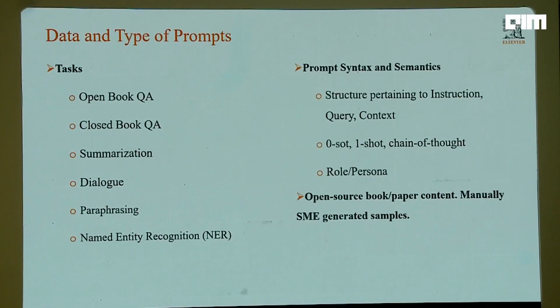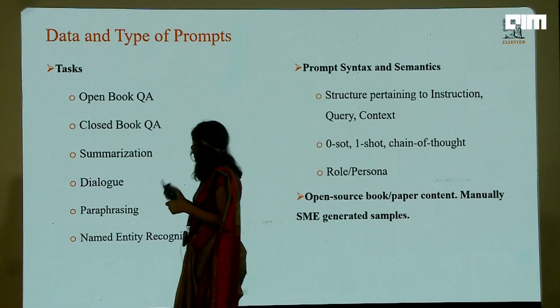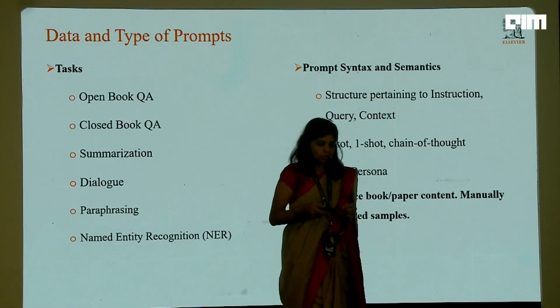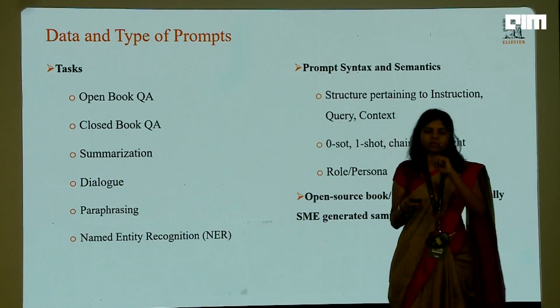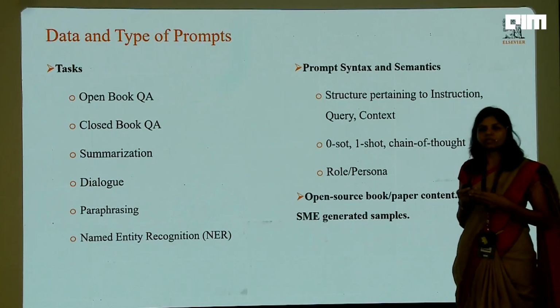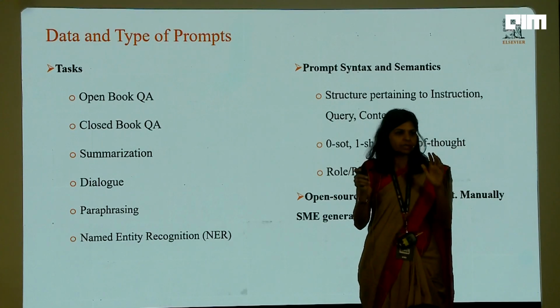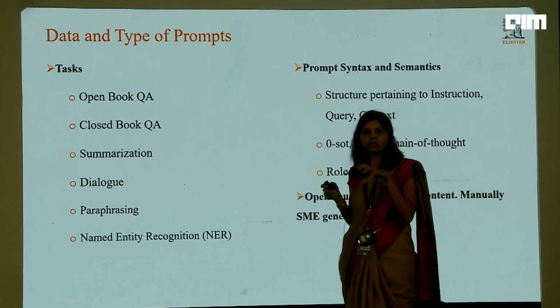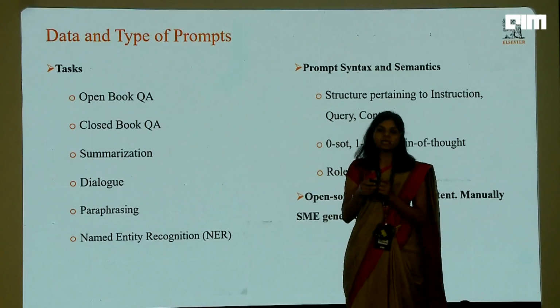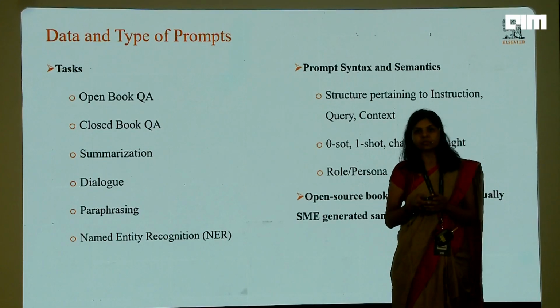We concentrated on these few tasks: open book QA, closed book QA, summarization, dialogue, paraphrasing, and named entity recognition. Let me tell you something about the tasks. When we are talking about open book QA, there are three things which we add in the prompt. One is context: we have a paragraph, a text. There are instructions along with that paragraph, and then we have a query. The query is nothing but a question which we are asking the model.